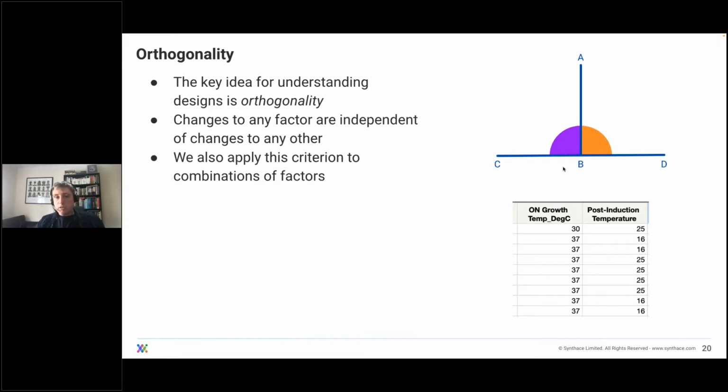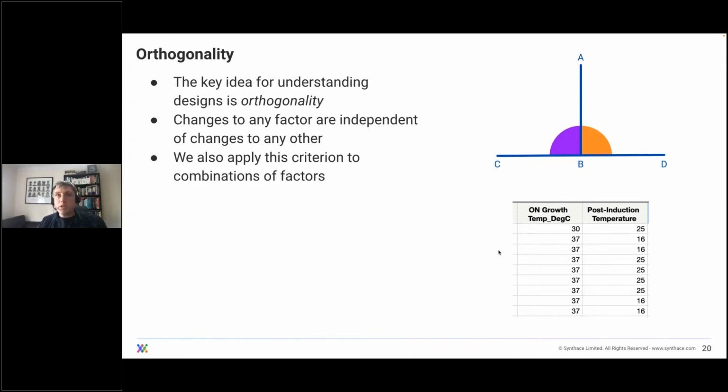The solution that designs use is to keep factor changes orthogonal, which means keeping things at right angles. And you can see this represented in this image in the top right here. In effect, what we're saying is that when we change two things independently, we sample all possible combinations of their levels. Probably the most intuitive way to think about this is in terms of the correlations between the two factors across all the runs in the design.